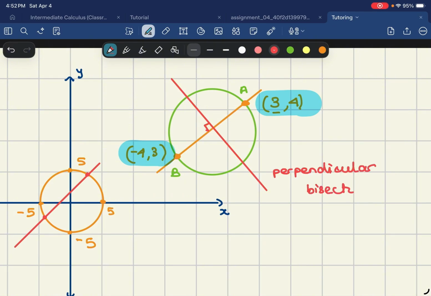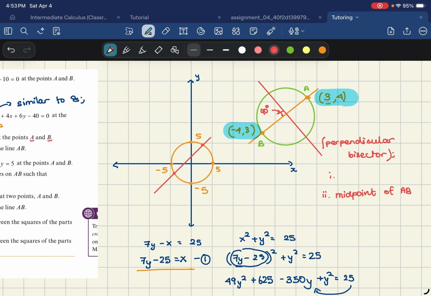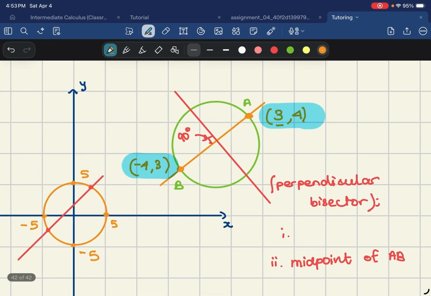bisector. So if you're asked to find the perpendicular bisector, it must satisfy 2 conditions. The first condition is that this angle must be 90 degrees. The angle where this AB and our perpendicular bisector meet must be 90 degrees. And our second condition is that it must pass through the midpoint of AB. So now we need to find 2 things. First of all, we need to find the slope of AB.